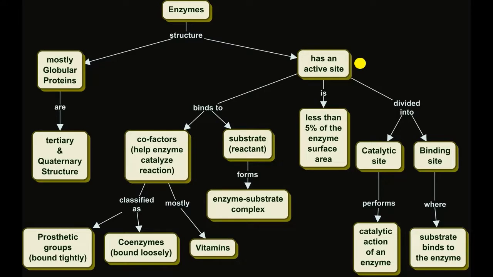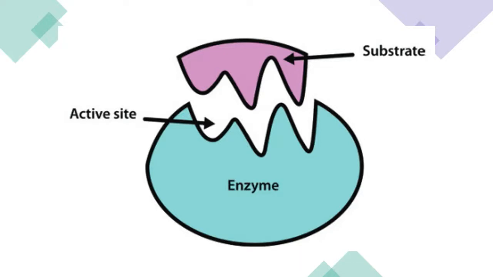As discussed already in the previous slide, an enzyme has an active site. The enzyme active site is divided into, the first is binding site. The binding site of an enzyme is where the substrate can bind to the enzyme itself. This is the illustration of an active site and a substrate. So the enzyme itself has a cavity where the substrate can attach.